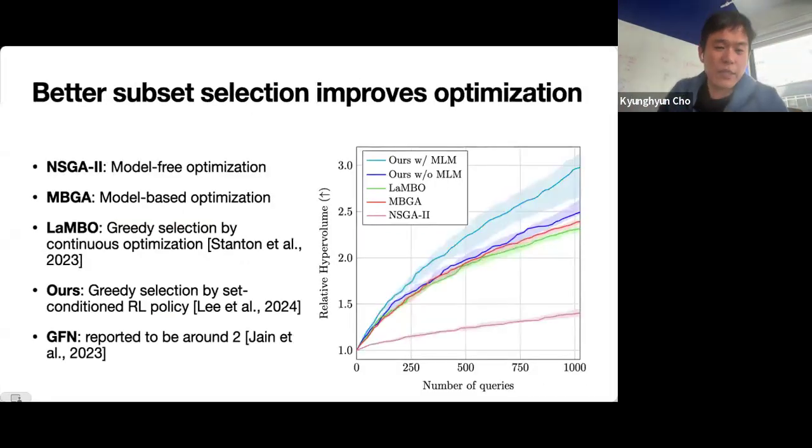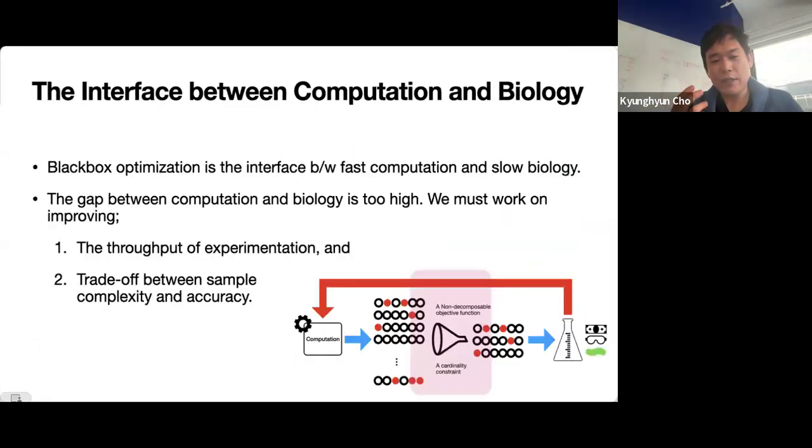And it turned out that indeed doing so really helps optimization. So starting from the model-free optimization, moving to model-based optimization, and then to the independent sampling under the cardinality constraint, and all the way to the trainable set condition policy, we do see that we can build a better and better black box optimization algorithm. And this really tells us a lot.